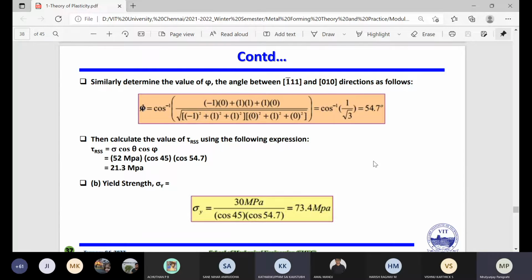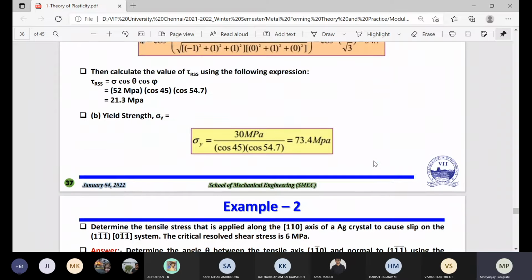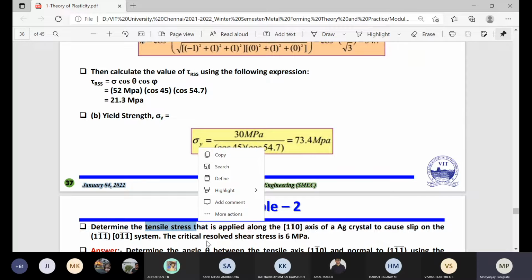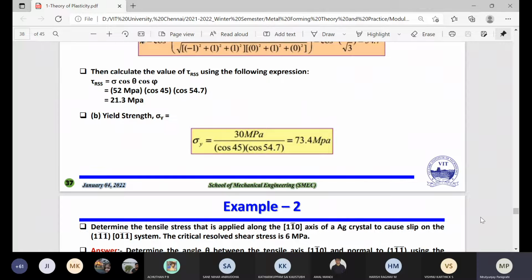Okay. So next, one more question, a small one. Determine the tensile stress that is applied along the [1 bar 0] axis of a silver crystal to cause slip on the [1 bar 0 1 bar 1 bar] system. The critical resolved shear stress is 6 megapascal. So that means you have to find out the tensile stress. I have shown just two lines. You can do it, then I will show the answer.